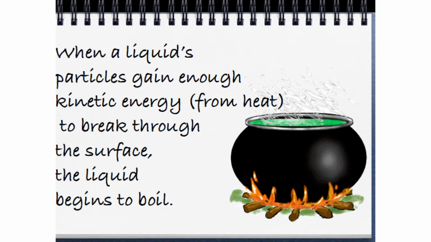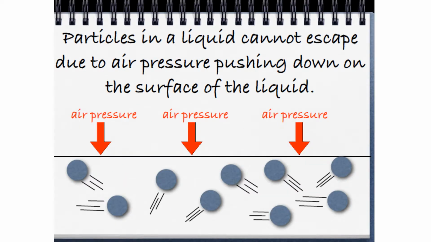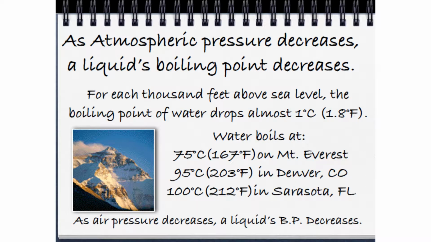When a liquid's particles gain enough kinetic energy from heat, they are able to break through the surface and the liquid begins to boil. The particles in a liquid cannot escape due to air pressure pushing down on the surface of the liquid. So this is an example of a liquid. This is the barrier between the liquid and the air. Notice that the particles are moving about below the surface of that liquid, and air pressure is pushing down on them. The reason that the particles do not escape into the air is because they do not have enough energy to break through that barrier.